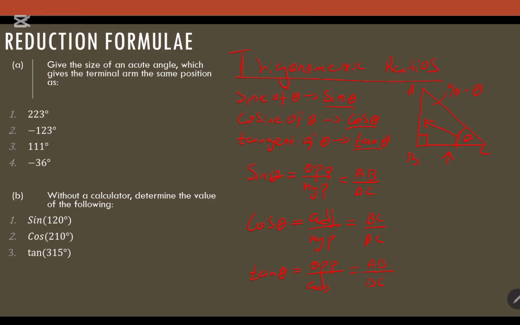So why are we then talking about reduction formula? We're talking about reduction formula because when an angle is given as an obtuse angle or a reflex angle, that angle does not satisfy the conditions that we just went through. So we need to reduce every angle that is bigger than an acute angle to the size of an acute angle that will give the same position of the terminal arm as that angle. So that is why we talk of reduction formula.